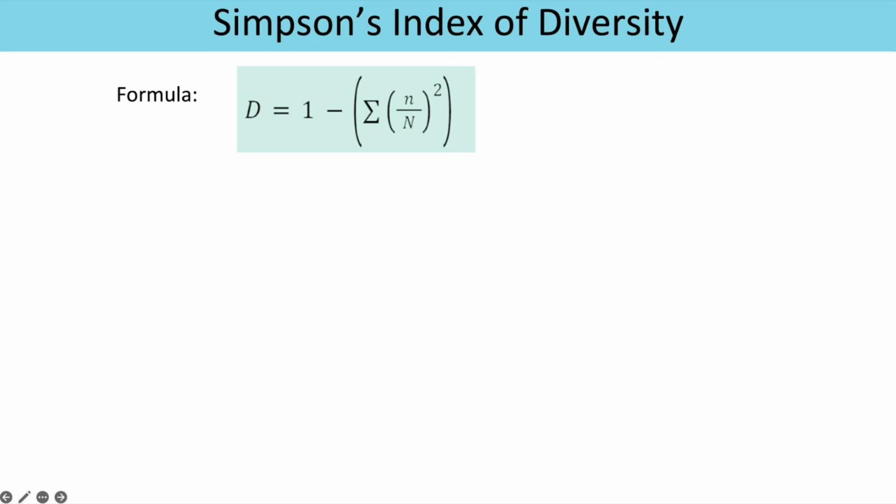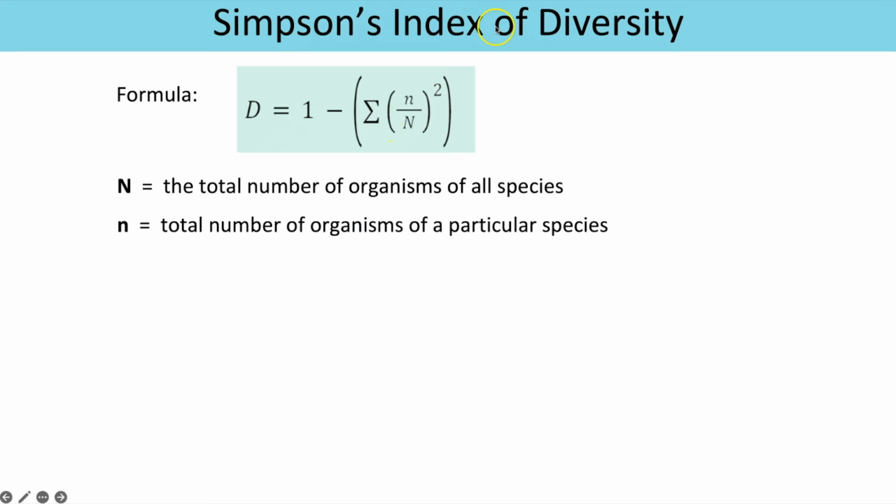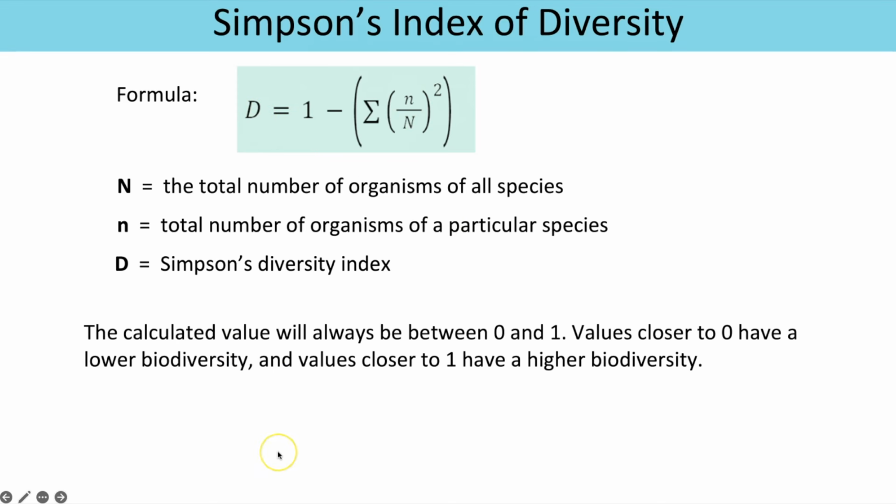And it's a way to look at the biodiversity and compare them between different habitats. So here's your formula, where capital N represents the total number of organisms of all species. Lowercase n is the total number of organisms of a particular species. And D, capital D, is Simpson's Diversity Index. Now, the calculated value will always be between 0 and 1, but values closer to 0 have a lower biodiversity, and values closer to 1 have a higher biodiversity.